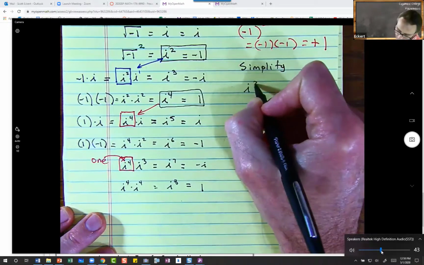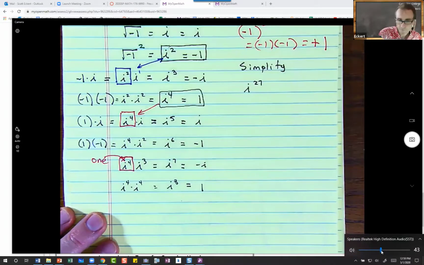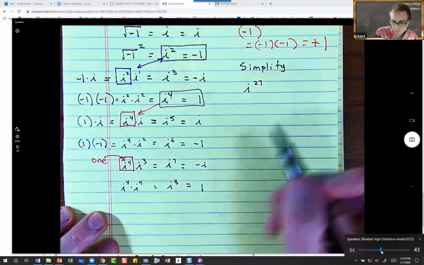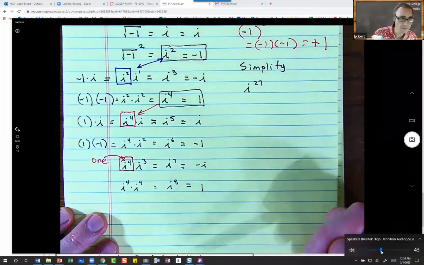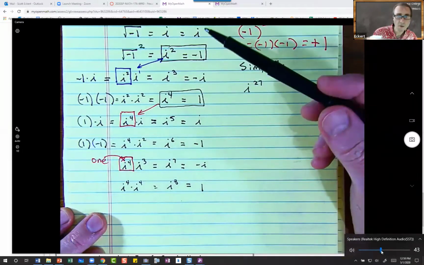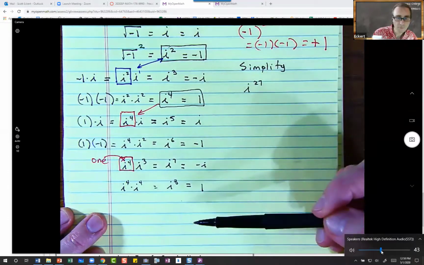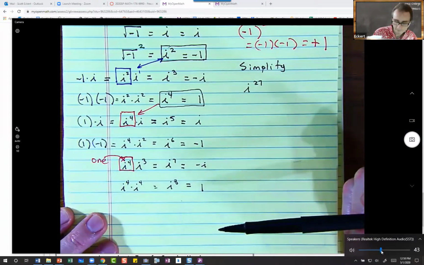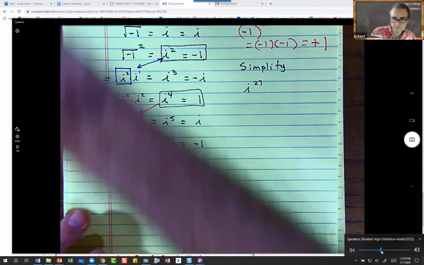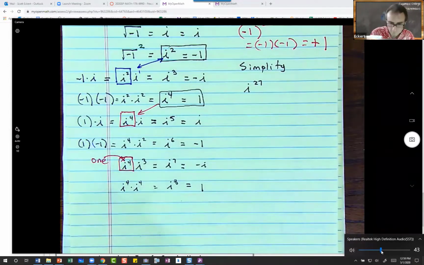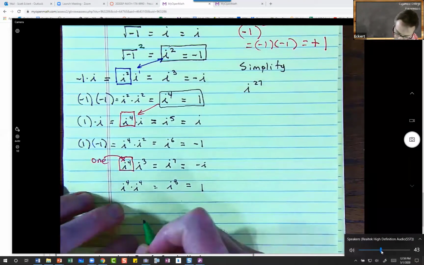i to the 27th power? Now, to do this problem, we do not want to do this 27 times to figure out the answer. So how can we get around this? Well, there's another exponent law. Do you remember the exponent law?